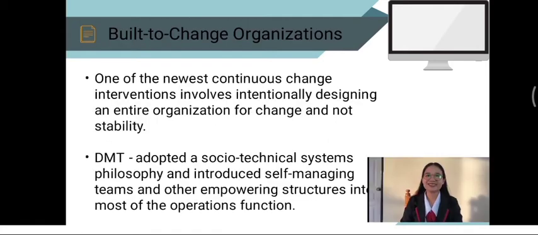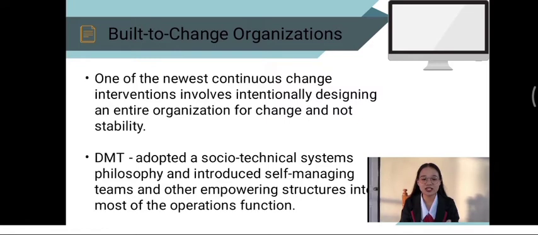So for the last chapter of this topic, here we go for 19.4, Build to Change Organizations. One of the newest continuous change interventions involves intentionally designing an entire organization for change and not stability. As we move forward in this chapter, we will conclude that the B2C, or Build to Change, approach to designing organizations is based on the simple fact that organizations are designed for stability and dependable operations. B2C intervention helps organizations design themselves for change.